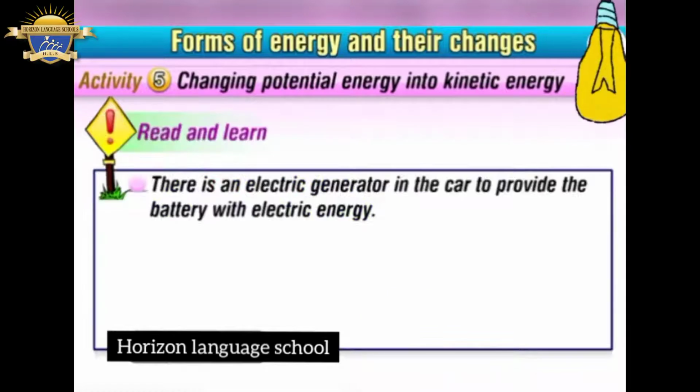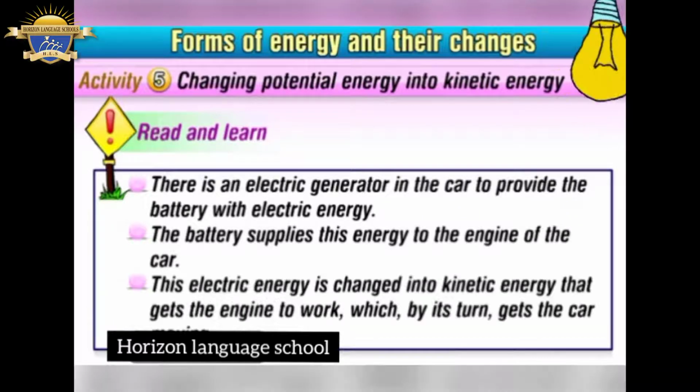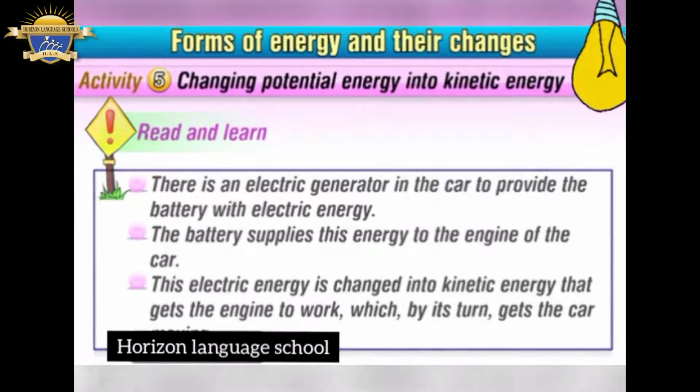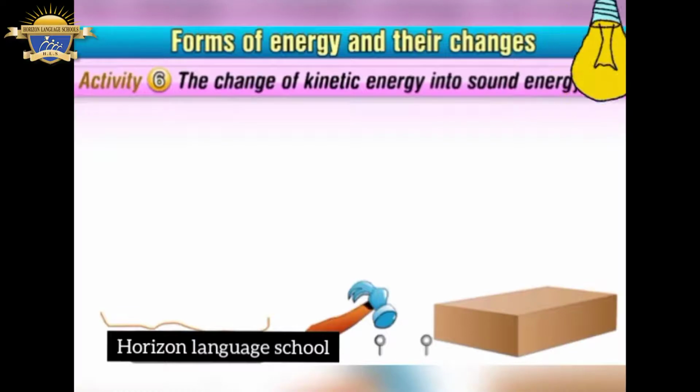Okay, so you know there is an electric generator in the car to provide the battery with electric energy, and this battery supplies this energy to the engine of the car. This electric energy is changed into kinetic energy, and that gets the engine to work, which in its turn gets the car to move. Point 2, we will talk about the changes of kinetic energy.